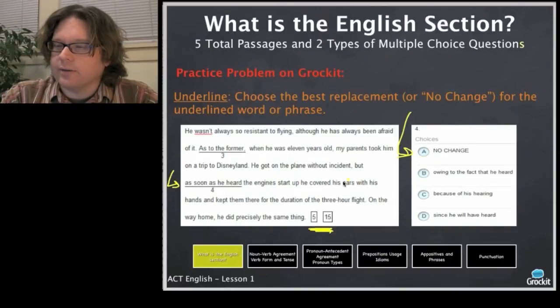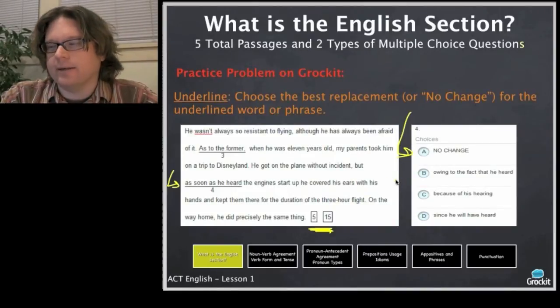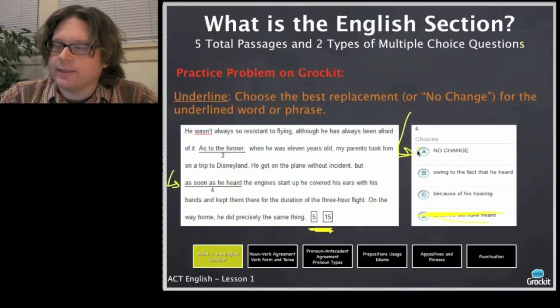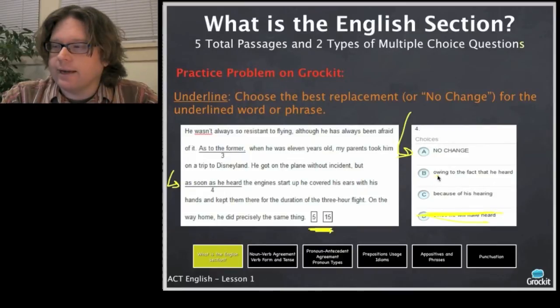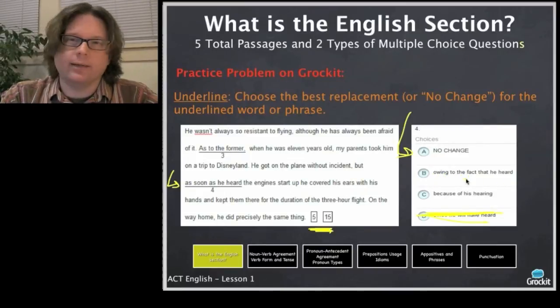So our choices are leaving it as it is; as soon as he heard the engine start, he covered his ears; or owing to the fact that he heard the engine start, he covered up his ears; because of his hearing the engine start up, he covered his ears; or since he will have heard the engine. So, we can get rid of the since. We have to decide between these 3, and again, we'll get into the details on this, but both of these have extra words in them, owing to the fact that.